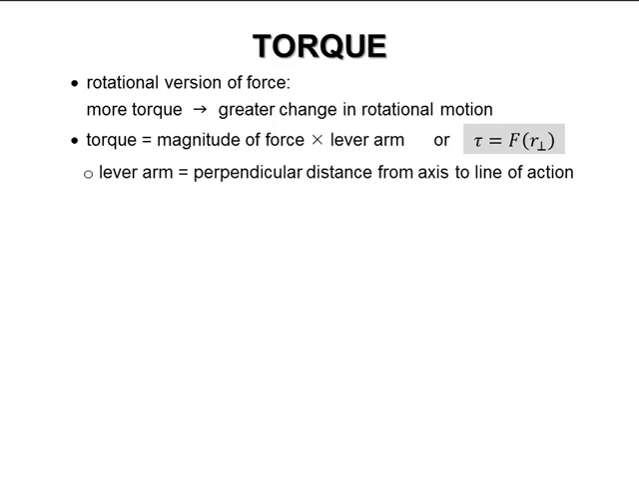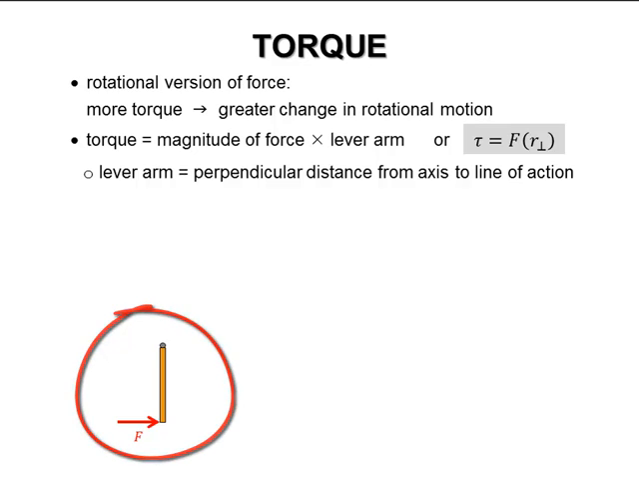So the lever arm is the perpendicular distance from the axis of rotation to something called the line of action. To help you understand what all that means, let's take a look here at the bottom of the page. Let's take a look at the normal way you would push a door.